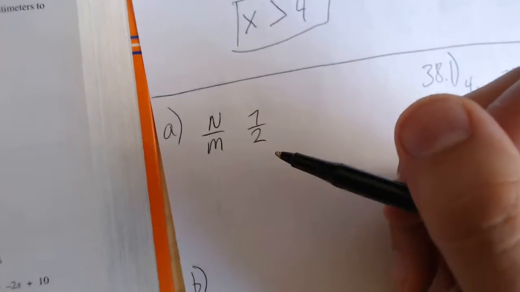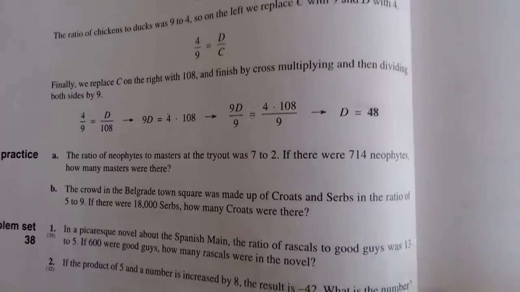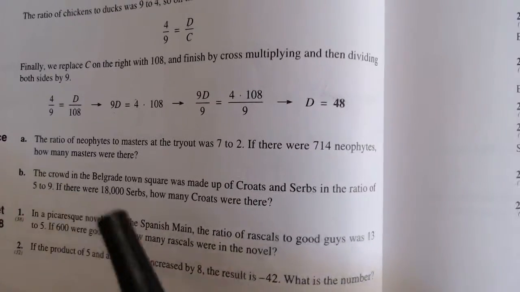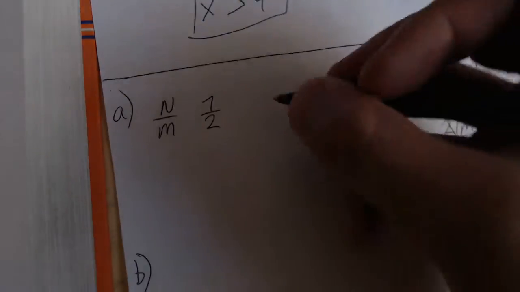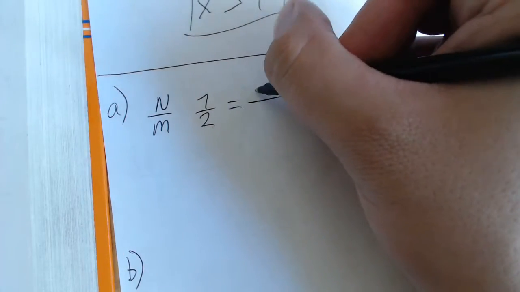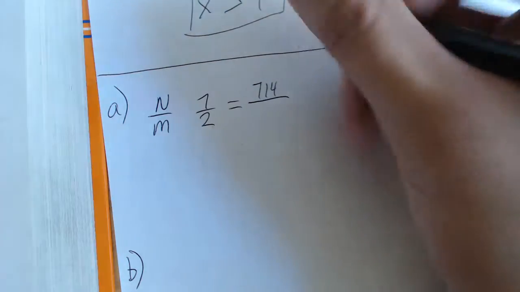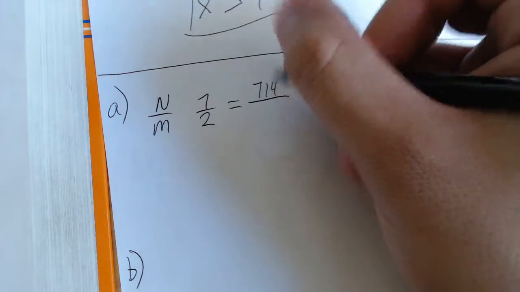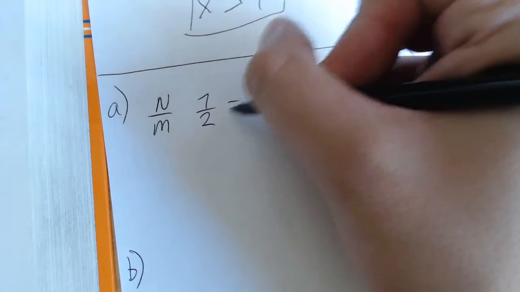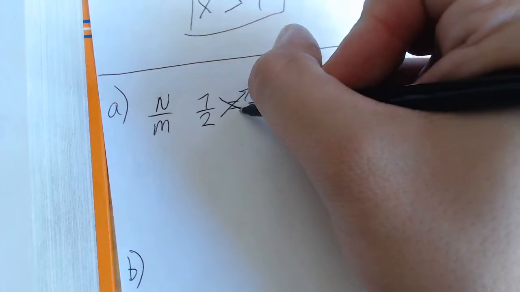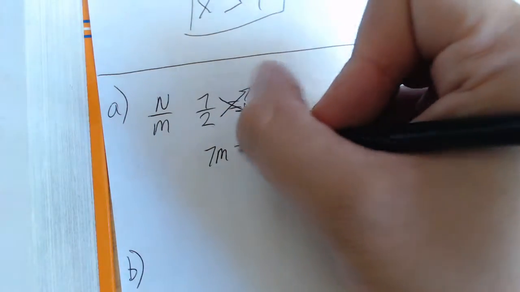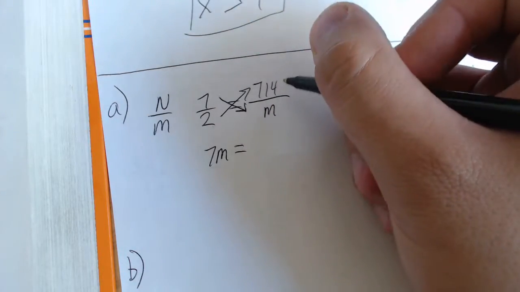Now let's go back to the problem and find out more information. They tell us there were 714 N. How many M were there? So we can now fill in our proportion. They tell us that there were 714 N, so we put 714 there, and they don't know how many M there were, so that will be our unknown. So this is our equation, and we'll use cross multiplication to solve. 7 times M gives me 7m, and that's going to equal 2 times 714.